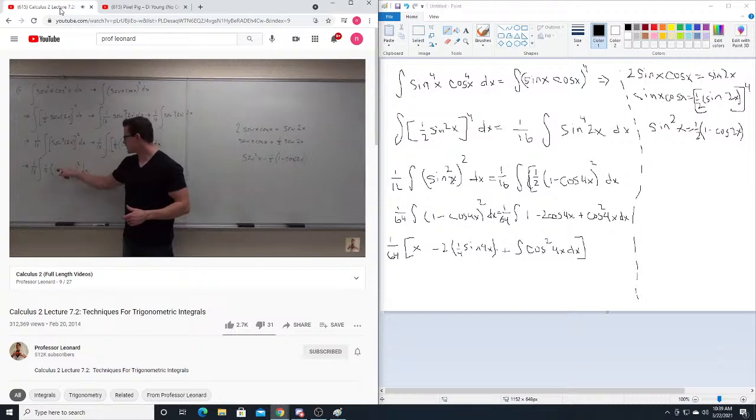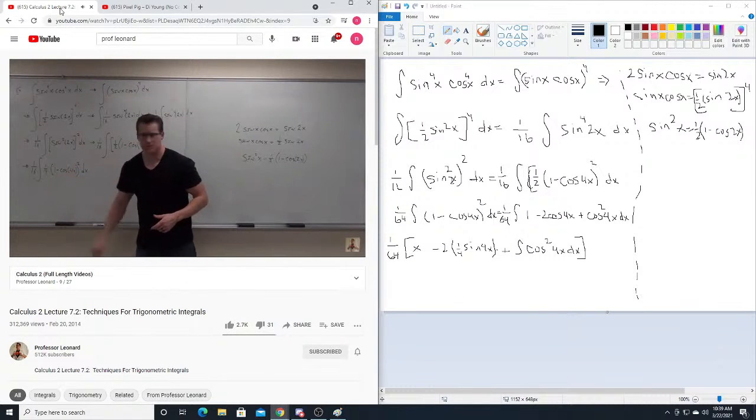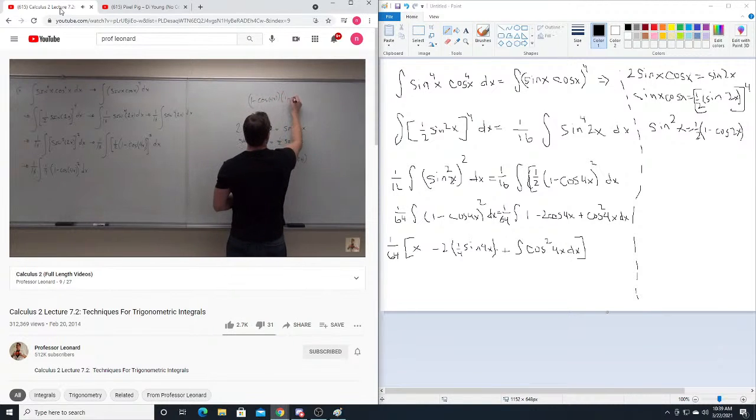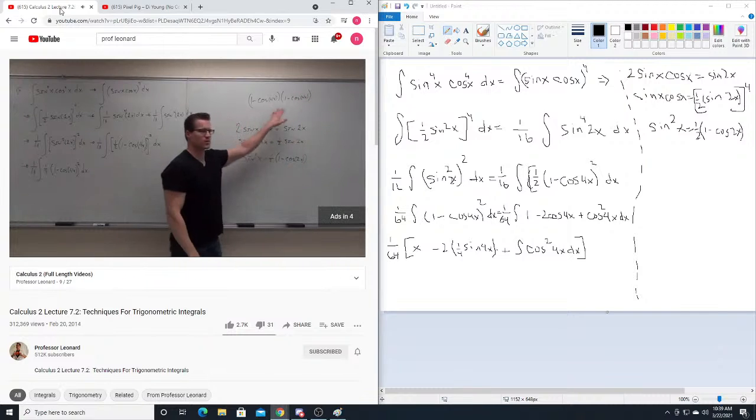Are you just going to square this and square this? Please, for heaven's sakes, don't do that. Remember that what this means is 1 minus cosine 4x times 1 minus cosine 4x. Would you please spend some time and distribute that for me? Go ahead, distribute that for me.